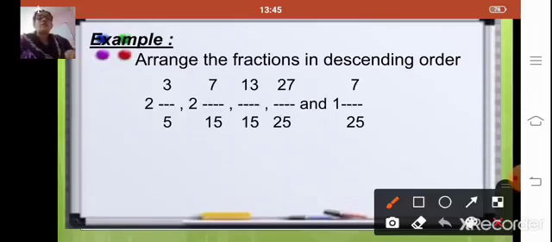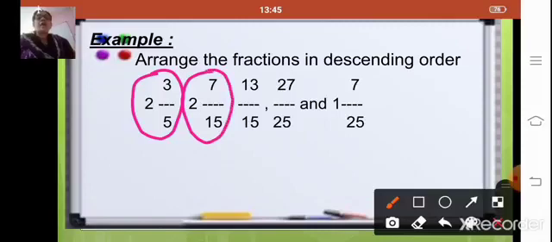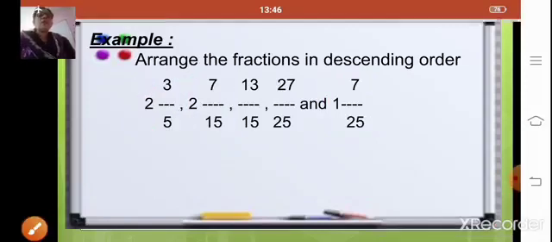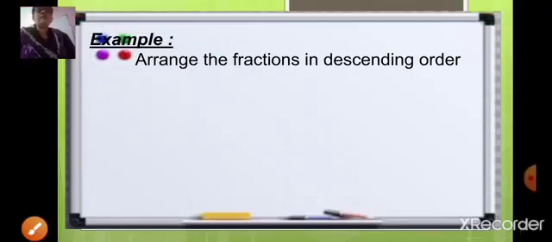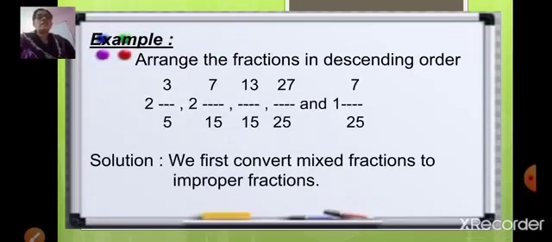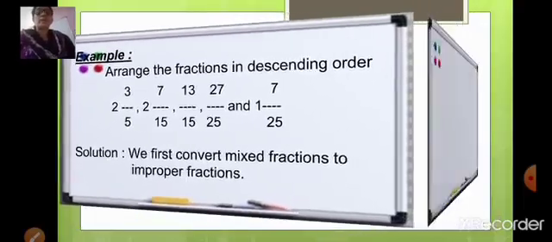In this case, what you have to do is first take all the mixed fractions and convert them into improper fractions. How do we convert them into improper fractions? By multiplying the denominator with the whole number, plus the numerator, upon the denominator. So first we will convert all the mixed fractions to improper fractions, and then we will make them into like fractions.